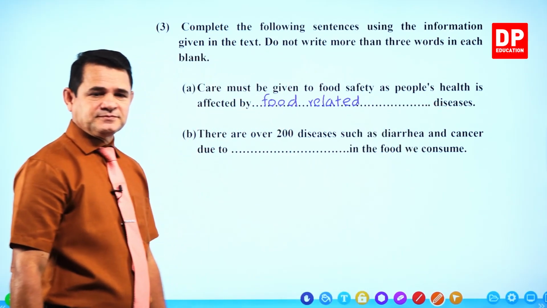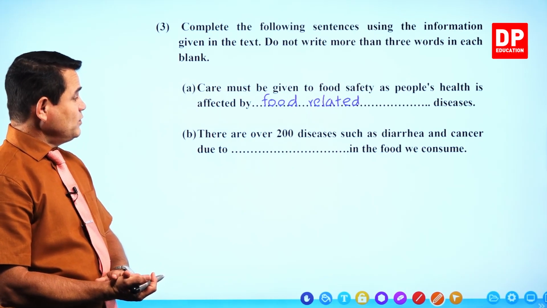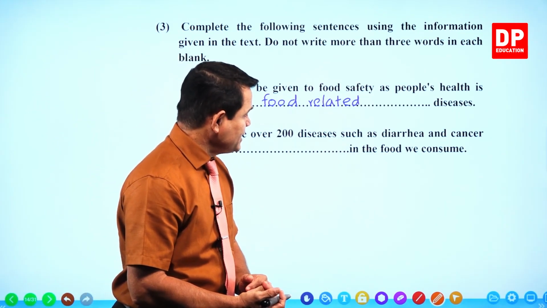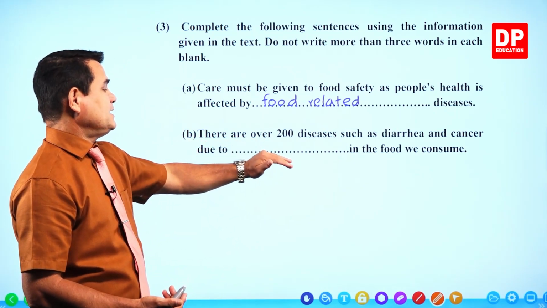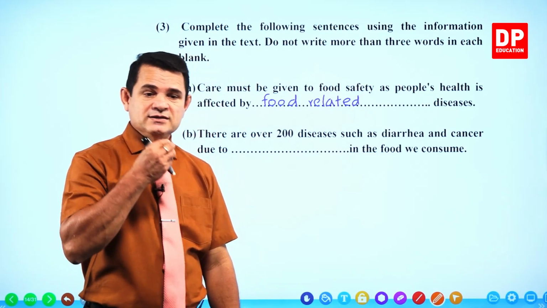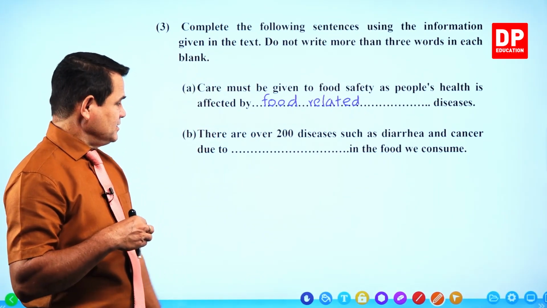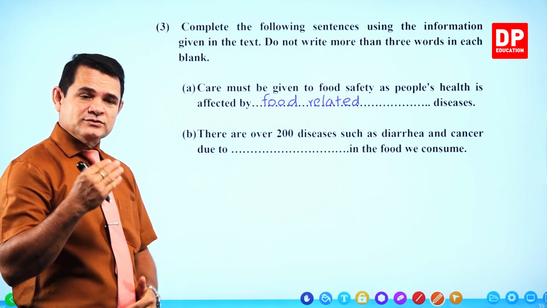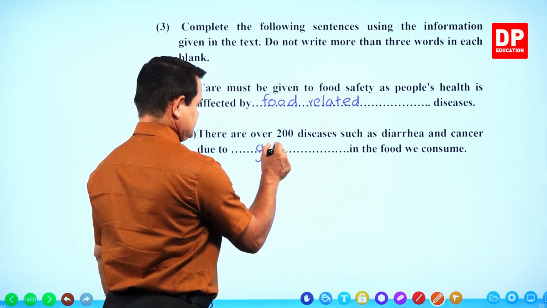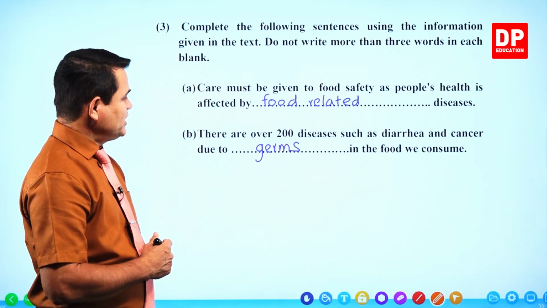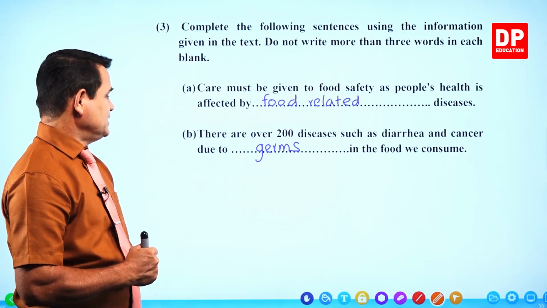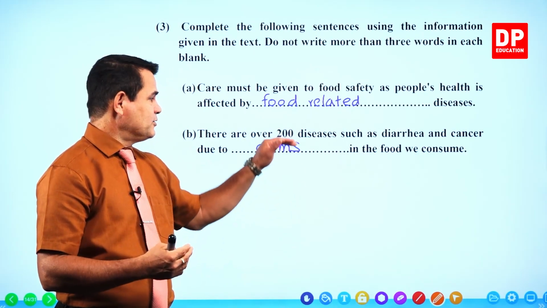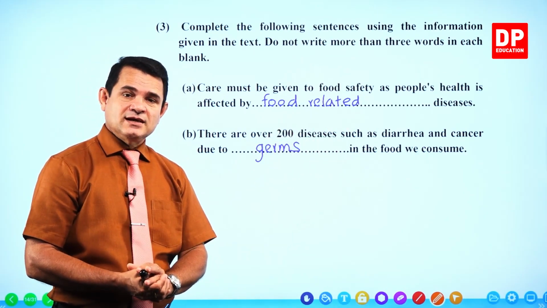Food related diseases. Next one. There are over 200 diseases, such as diarrhea and cancer, due to blank in the food we consume. What causes these 200 diseases? Because of germs. There are over 200 diseases such as diarrhea and cancer due to germs in the food we consume.